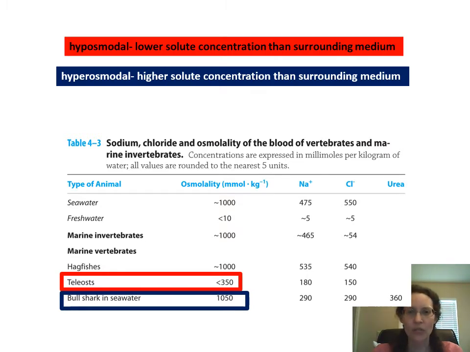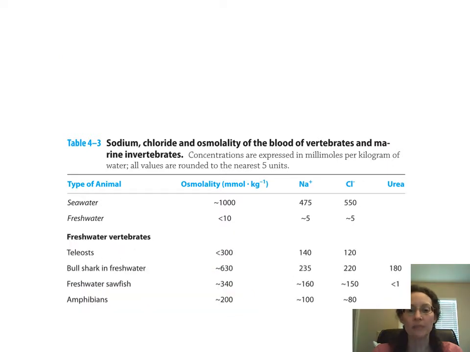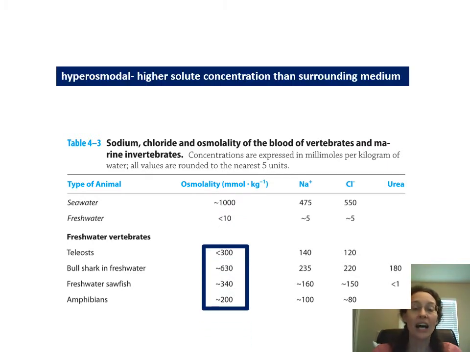All right, so now we're going to switch this and we'll look at the freshwater. So we switch out those animals on the bottom, and now we're looking at the freshwater vertebrates. You see we have the teleost, so those are our bony fishes. Our bull sharks are sharks that can go back and forth between the two. We have a freshwater sawfish, and we have amphibians. And you can see that their numbers are all well above the 10 that we have in freshwater. So now all of these organisms have a higher solute concentration than the surrounding medium, which means they are all hyperosmotic.